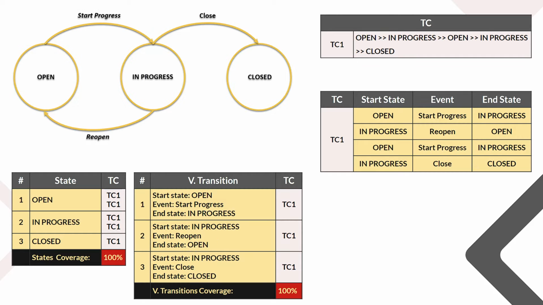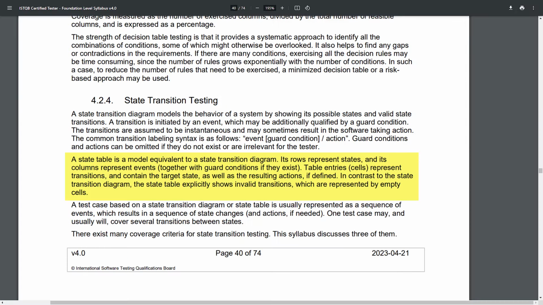It's a pretty simple theory, but we wanted to visualize it for you. And now let's look at the new theory that we skipped at the beginning of the video. A state table is a model equivalent to a state transition diagram. You can pause the video and read the text several times. This is a new theory added in the ISTQB version 4.0 foundation level exam, which complicates the questions quite a bit. So let's visualize it to make the exam easier for you.